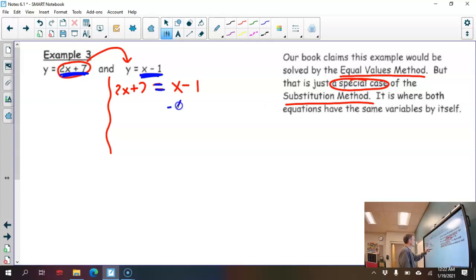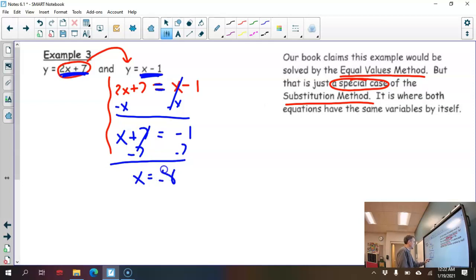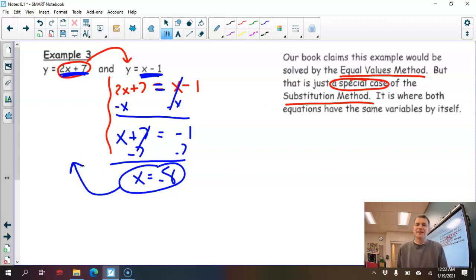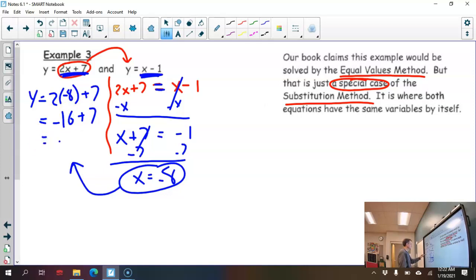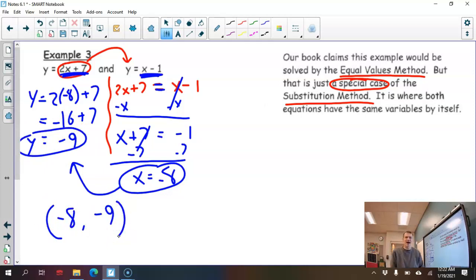All right, so now I'm on to solving. I would subtract x from both sides, giving me x plus 7 equals -1. I would subtract 7 from both sides, and I would get x equals -8. And step 4 is to substitute that back into the first equation, where I would get y equals 2 times -8 plus 7. That is -16 plus 7. That is -9. And so my ordered pair is -8, -9.